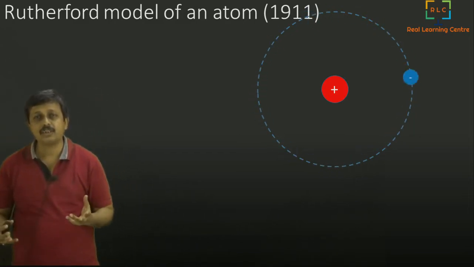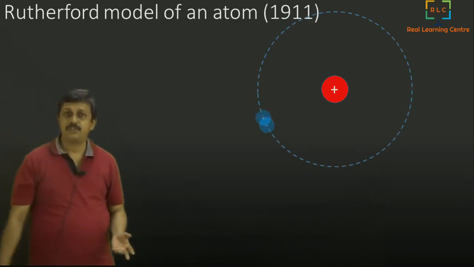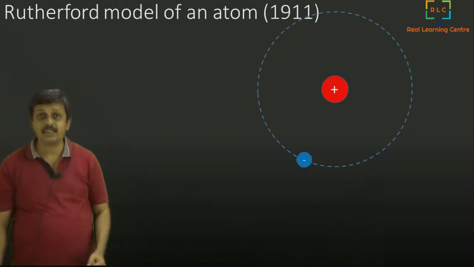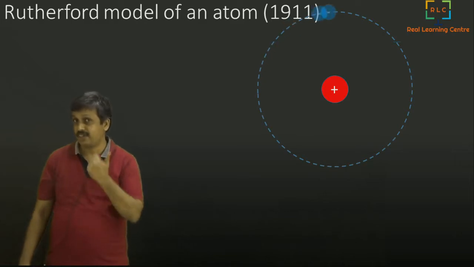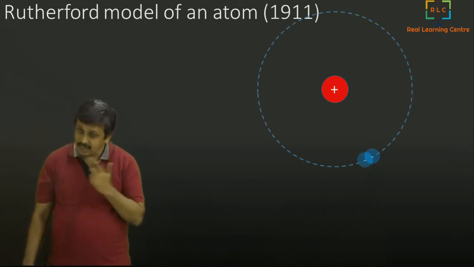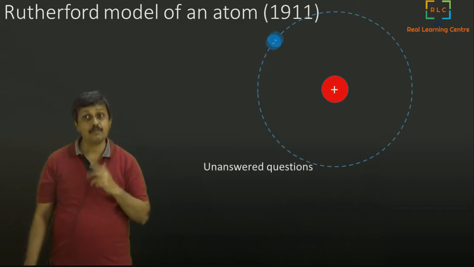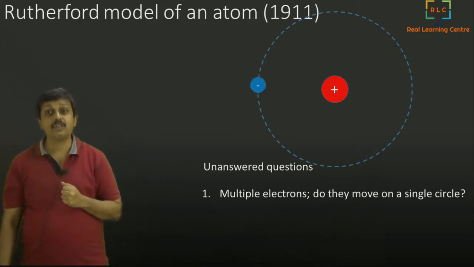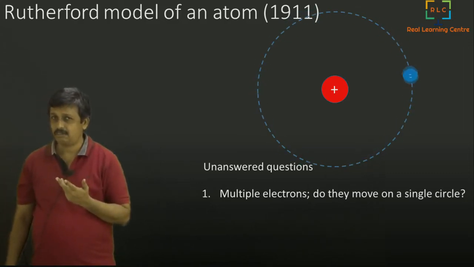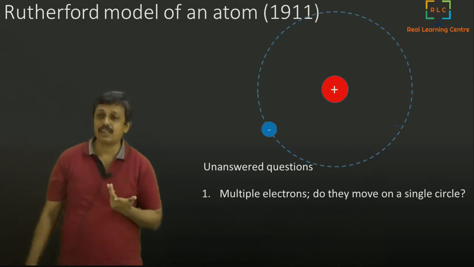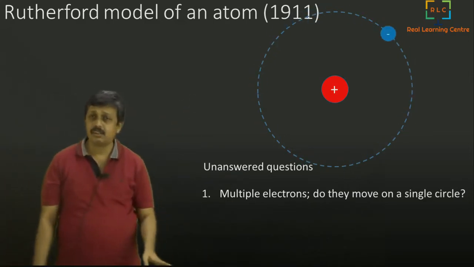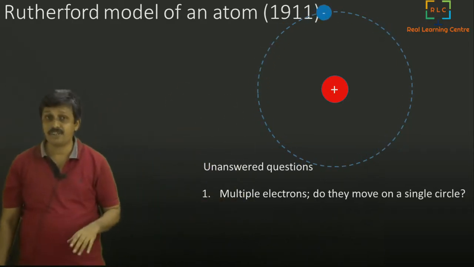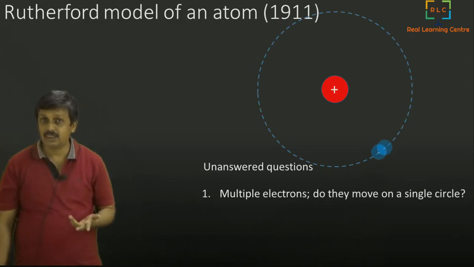So he said that if you now send the alpha particles to that, there is enough space to go through. So he could easily explain why the alpha scattering experiment worked the way it worked. However, in his theory there were also some limitations, some unanswered questions. What were they? The most important one being, what will happen to multiple electrons? If there is one electron, fine. If there are more electrons, do they go on the same circle, or on circles of different radius? He had not mentioned that very well. It was an unanswered question.